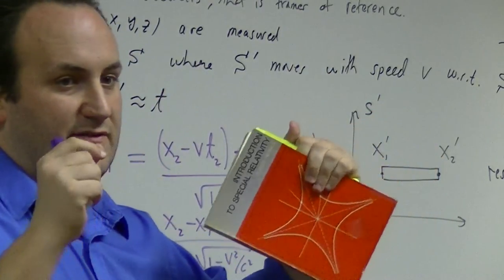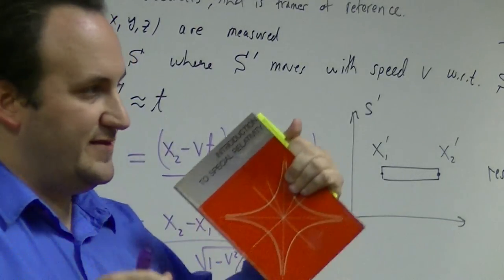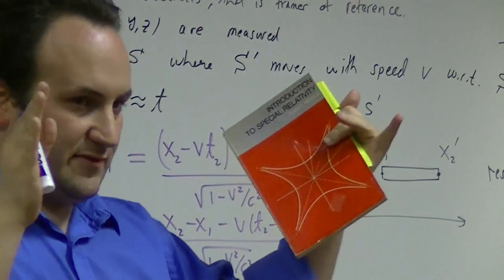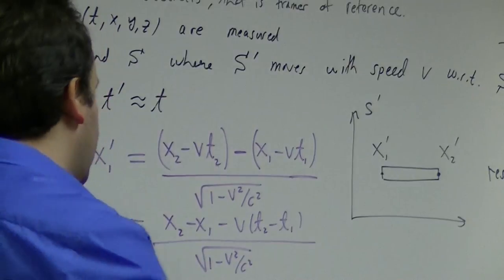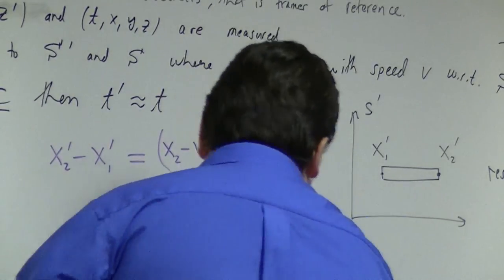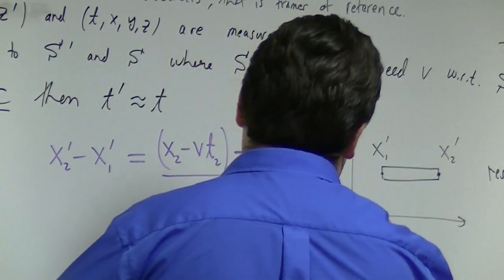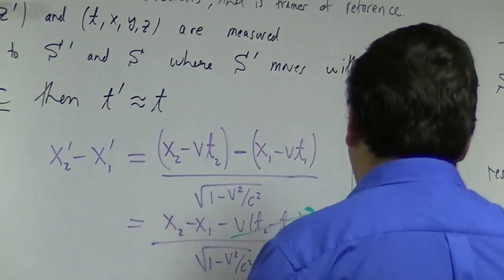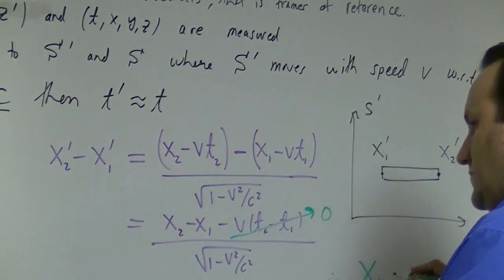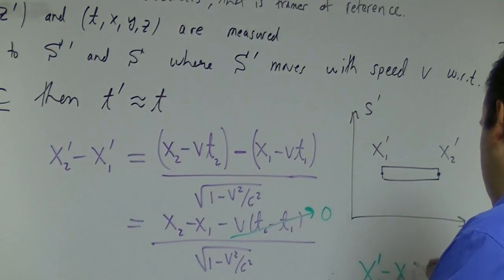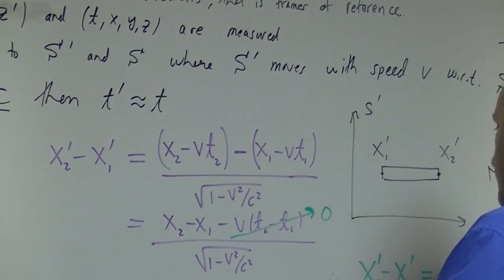Right? You don't measure the ruler's length at different times. You measure the length of the ruler at the same time. So t1 equals t2, and that makes this term 0. And so therefore we have x2 prime minus x1 prime is equal to x2 minus x1 over the square root of 1 minus v squared over c squared.